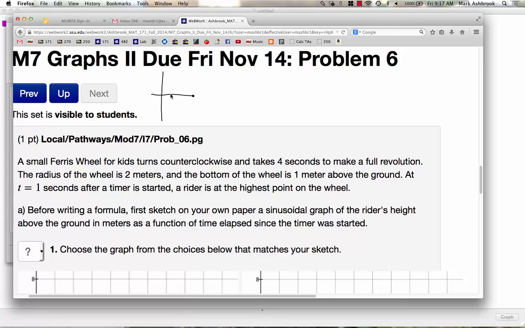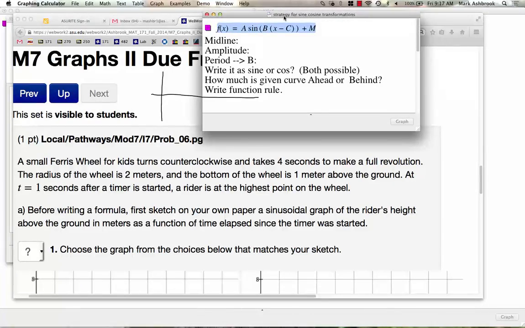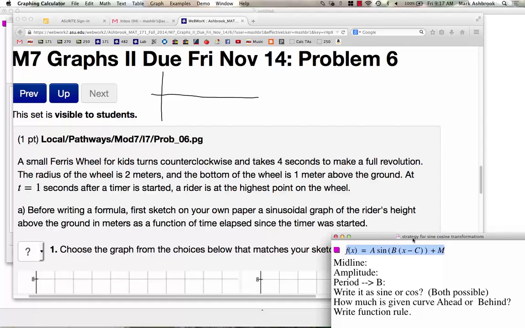The radius of the wheel is 2, the bottom of the wheel is 1, and where's our strategy here? Here's the strategy I recommend. Midline first. So the midline comes from knowing the max and the min. What's the max and what's the min? What's the max?